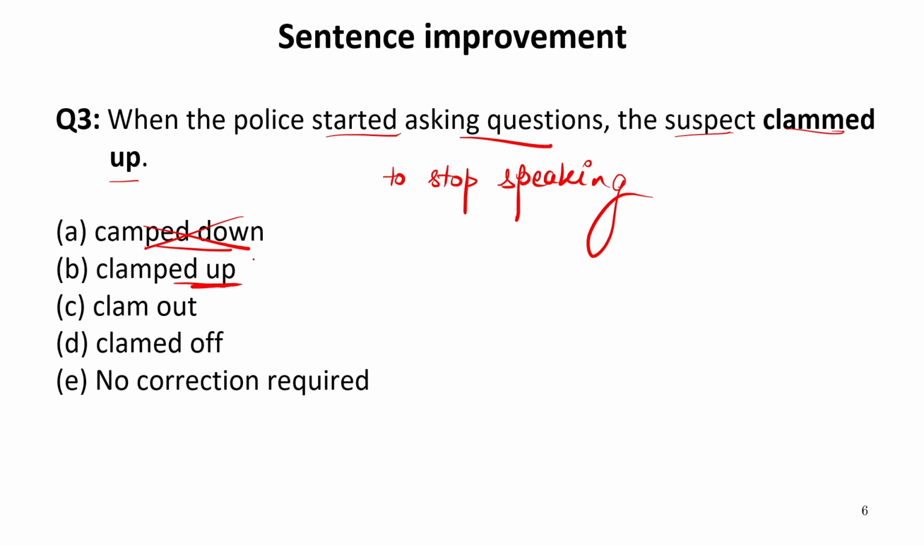This phrasal verb clamped up, it is also not suitable over here. Clam out is also not. Clammed off is not a phrasal verb. So according to the sense of the sentence, the meaning of this clamped up or the phrasal verb clammed up is absolutely correct. So the answer is no correction required.